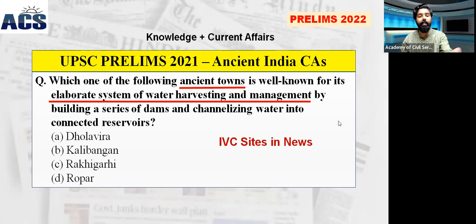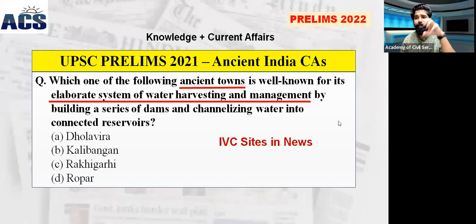And this time, recently, there was a discussion on Rakhigarhi. Rakhigarhi is an IVC site located in Haryana, India. One of the important IVC sites recently discussed in the news because of some excavations of human and cattle remains, and there was a DNA test, etc., conducted for more details about the studies. So Rakhigarhi, one of the IVC sites, was discussed. So in future, for this year's prelims, please study about Rakhigarhi. Kalibangan is one of the oldest IVC sites.